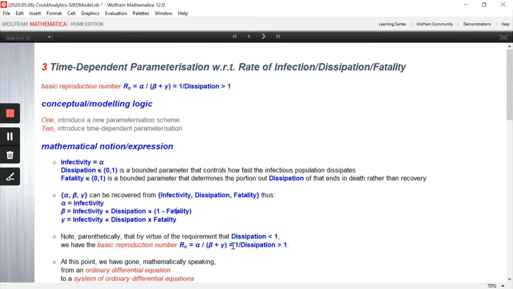But the advantage of doing it this way is that once you have this parameter, dissipation, it stands out as the most critical parameter. And in fact, if you take 1 divided by dissipation, it corresponds to the basic reproduction number. This is the key epidemic severity monitoring statistic. So by recasting the parameterization this way, dissipation stands out as 1 over the basic reproduction number.